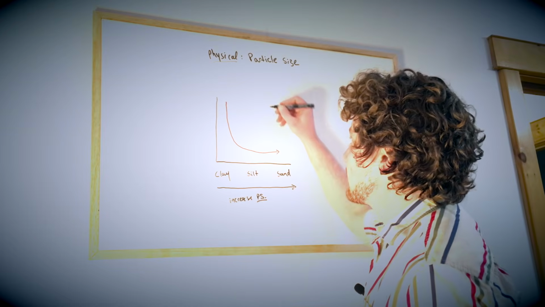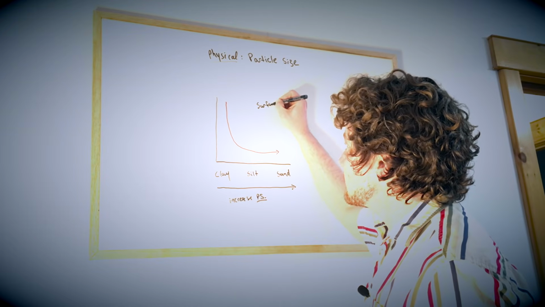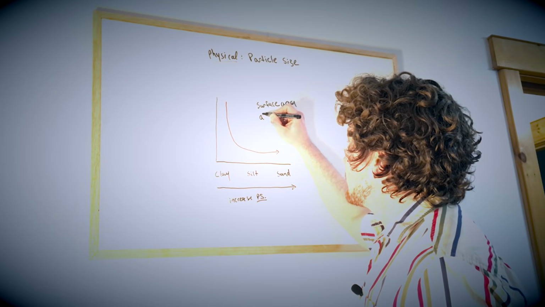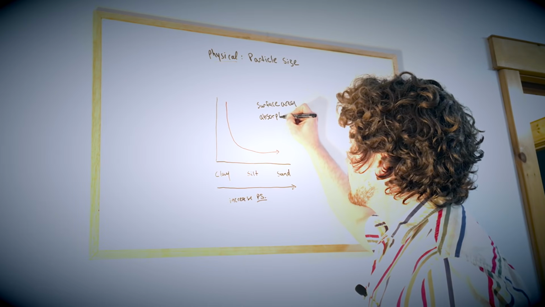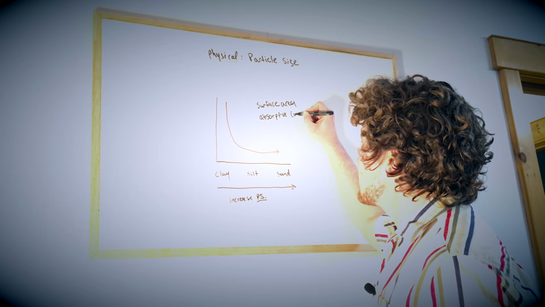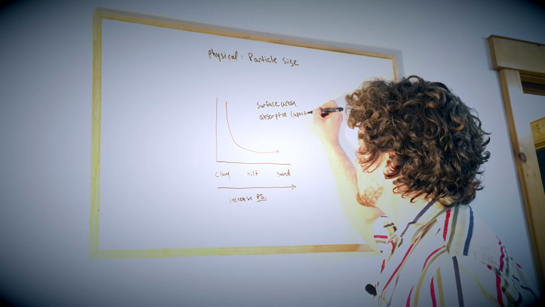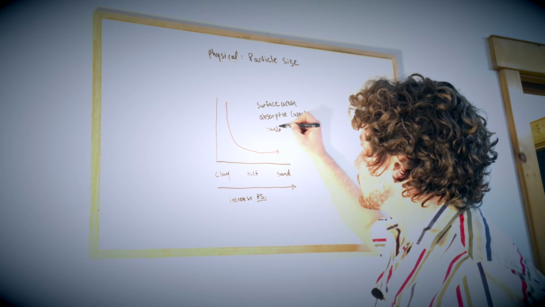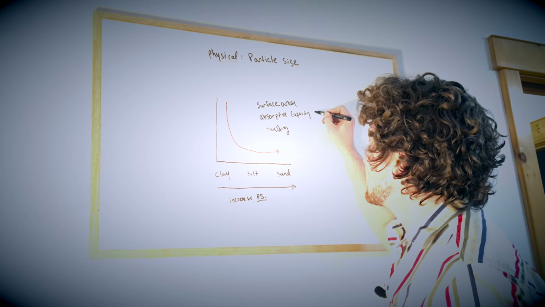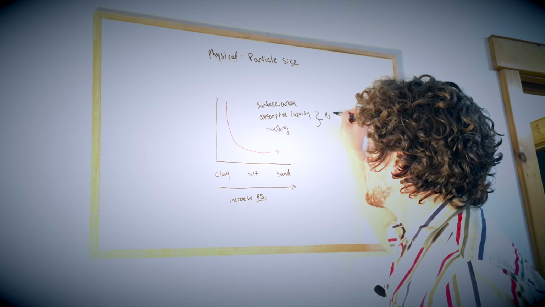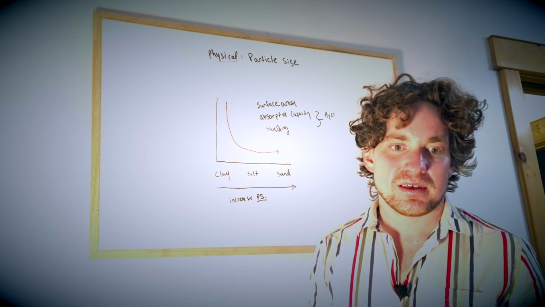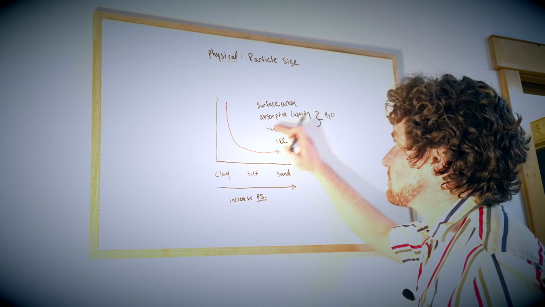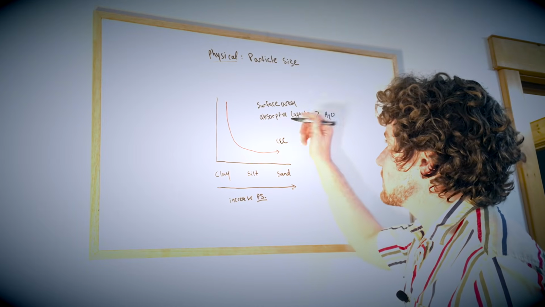And those are surface area, absorptive capacity, swelling. So these help dictate water availability, and then finally cation exchange capacity. Let me just write this better.